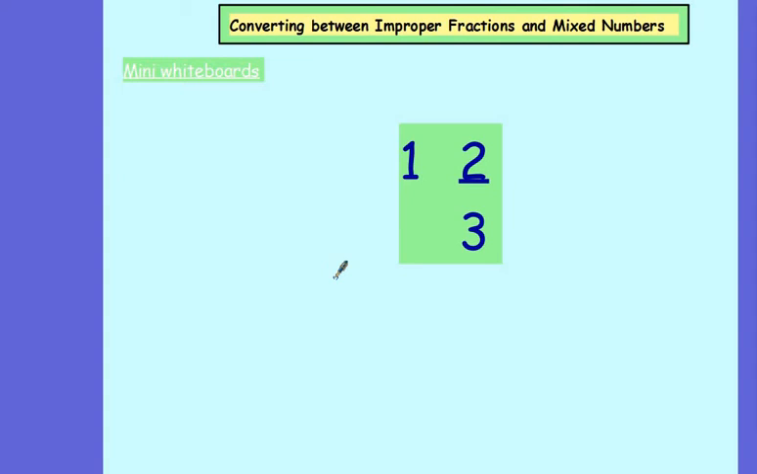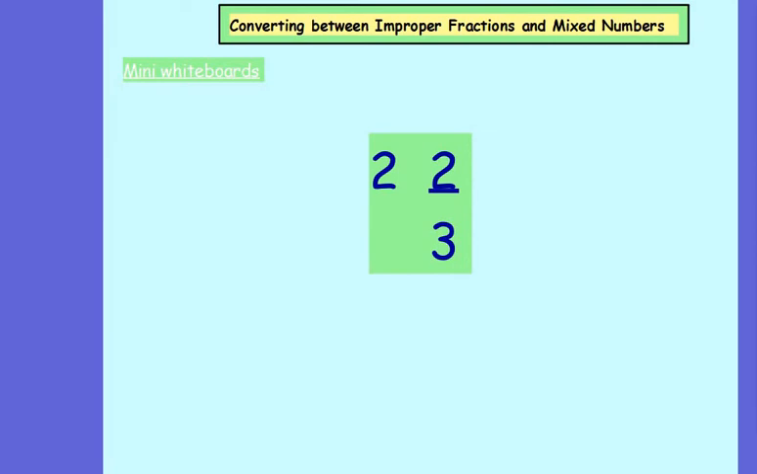Okay, Year 7, mini whiteboards or light blue books. Show me this one as an improper fraction. Okay, let's work it out. 1 times 3 gives me 3, plus 2 gives me 5. So I was looking for 5/3. How about now? This time I've got 2 times 3 gives me 6, plus 2 gives me 8. So I've got 8/3.